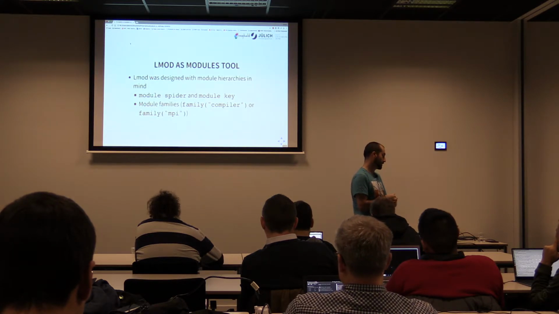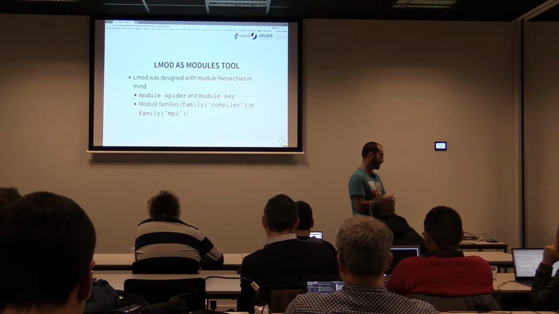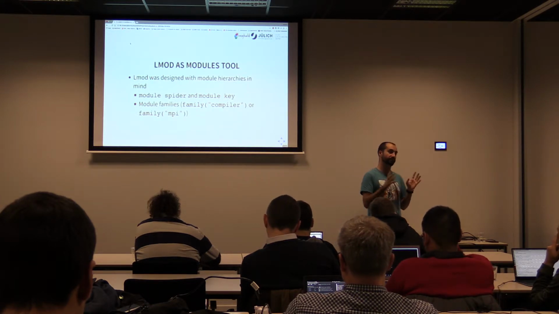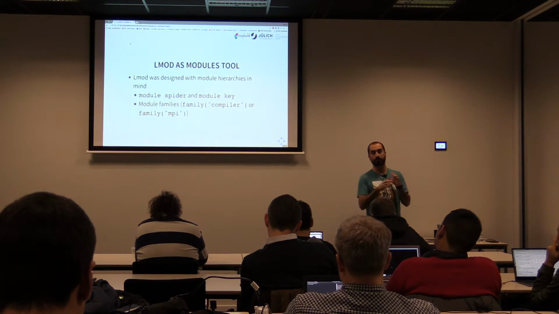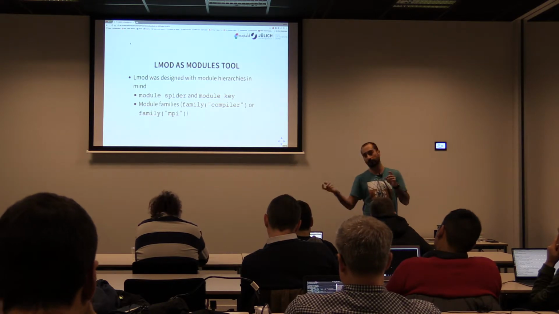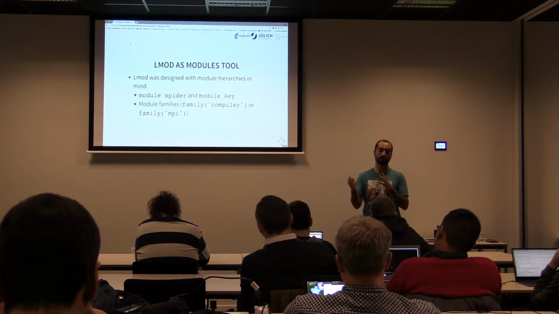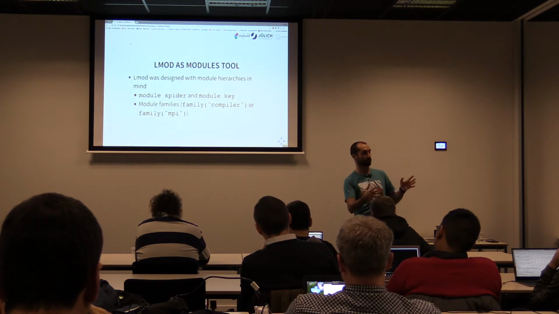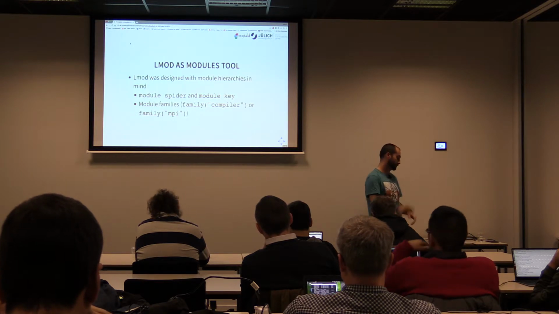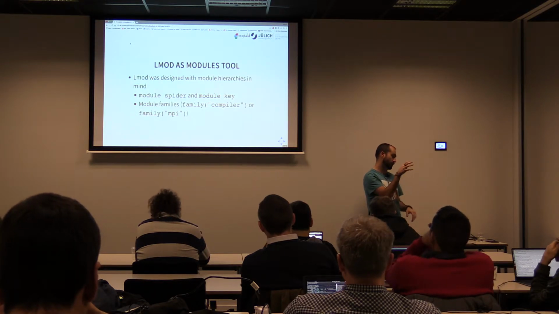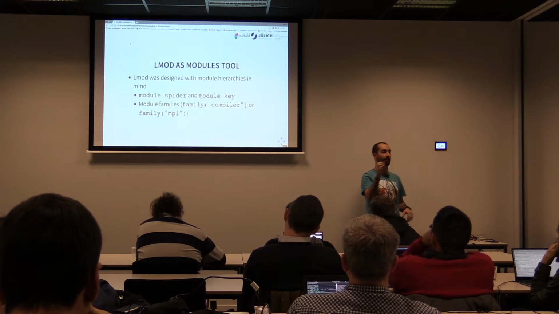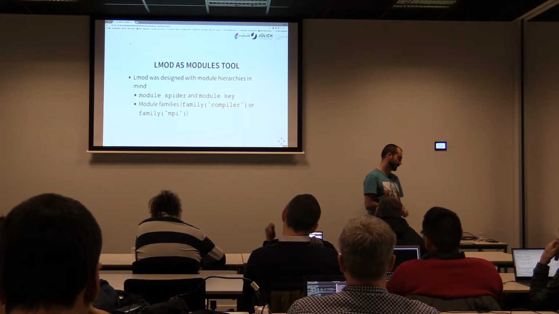We make sure that we can keep a consistent environment using families. So for the compilers, we use the family compiler, for MPI, family MPI. What that does is swap the modules, even if they don't have the same name, just modules that belong to the same family are swapped. So Lmod can enable and disable modules as needed.